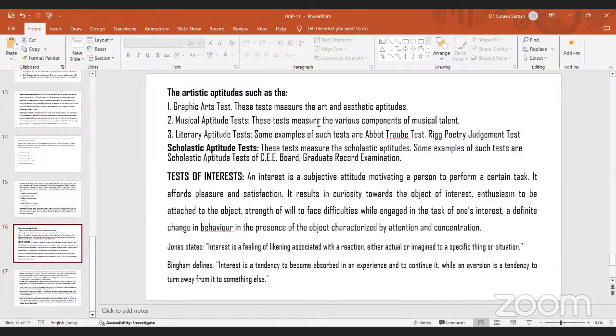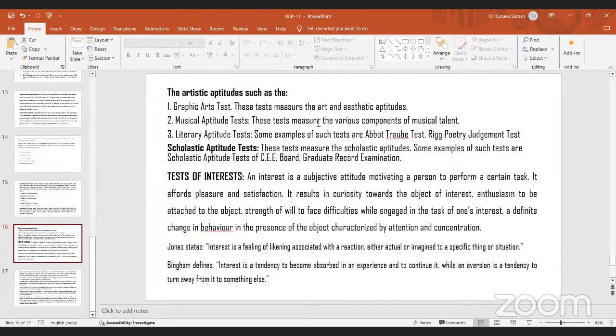Interest is a subjective attitude moving a person toward a certain task. It is of broad pleasure and satisfaction. It results in attention toward the objective, encourages being attached to objectives, strength of will, facing difficulties, while engaging in the task of one's interest and definitely changing behavior in the presence of these objective characters of attention.